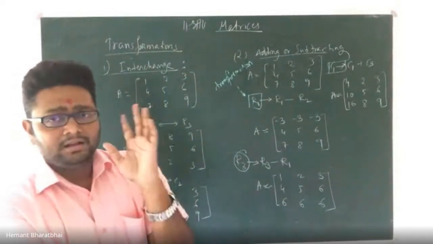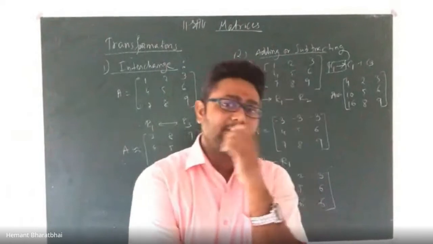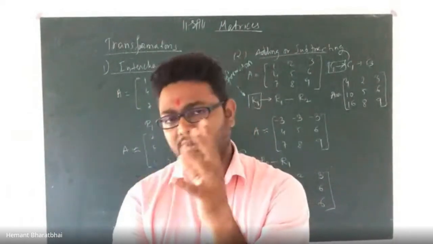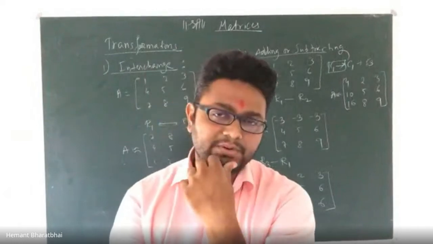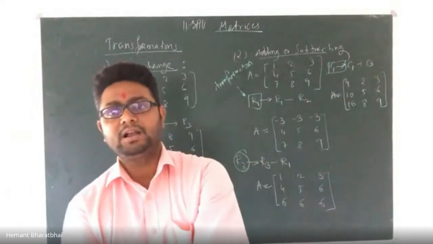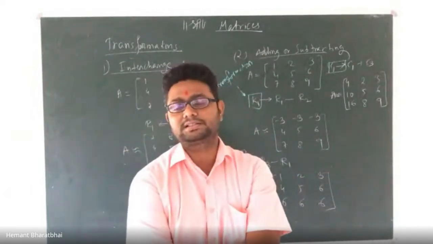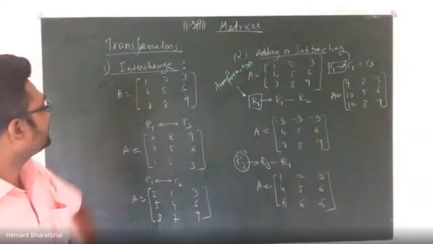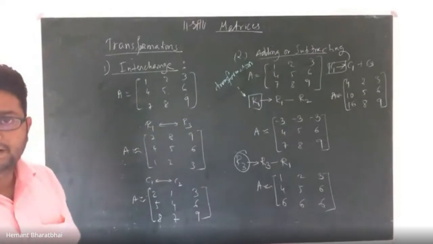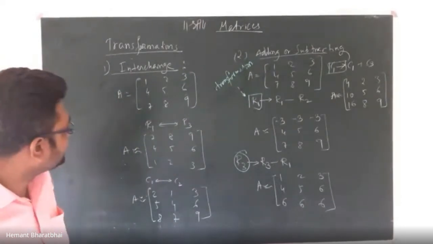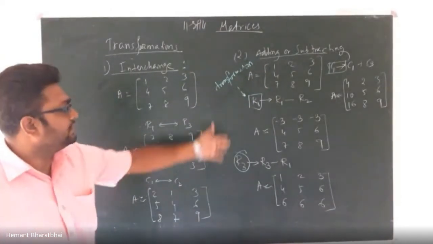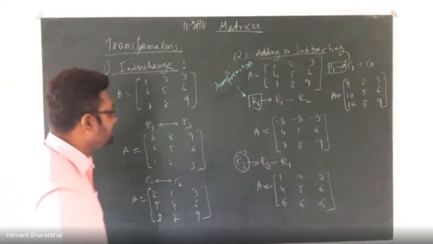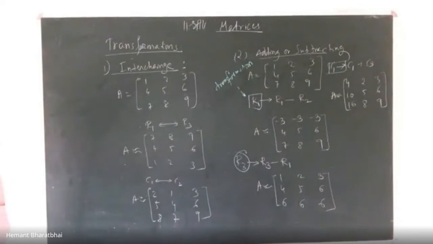Now, let's ask one fundamental question to ourselves: how can we do this transformation? What is the basis of this transformation? Are we allowed to do such a transformation in mathematics? The matrix was 1, 2, 3, 4, 5, 6, 7, 8, 9. And after the first transformation, it becomes minus 3, minus 3, minus 3, 4, 5, 6, 7, 8, 9.